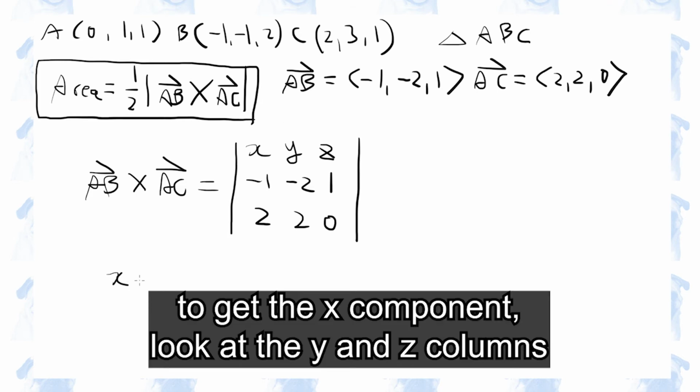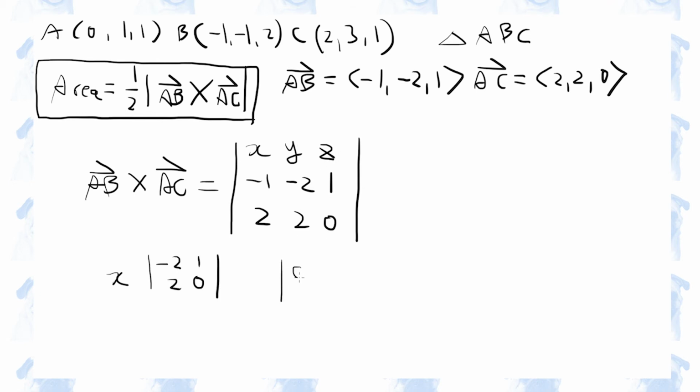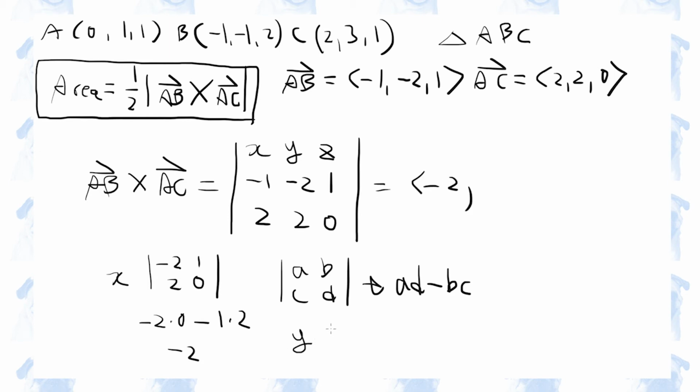To find the x component, we focus on the y column and the z column. The determinant of a 2×2 matrix like this is AD minus BC. So -2 times 0 minus 1 times 2, which is -2. So the x component is -2. To find the y component, we focus on the x column and the z column. -1 times 0 minus 1 times 2, which is -2. The y component is -2 as well.